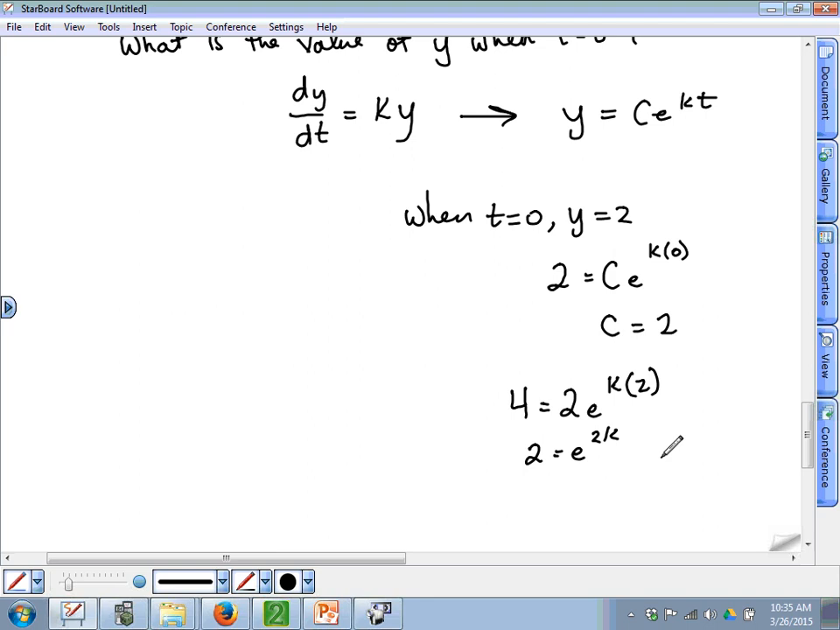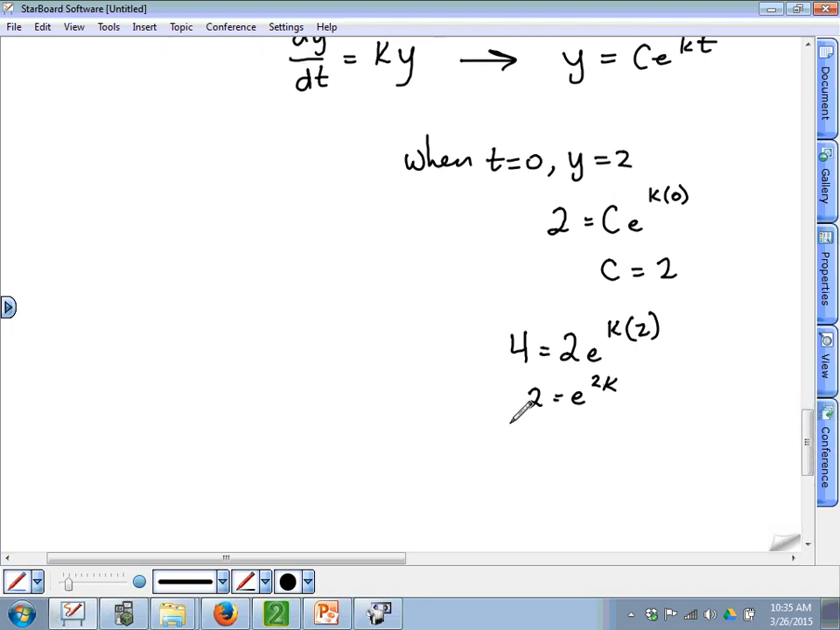If we're solving for k and it's an exponent, that's no good. You can't solve a variable when it's an exponent. So natural log both sides. Natural log cancels the e. So then it's just ln of 2 equals 2k. And then just divide by 2. So k is equal to the natural log of 2 divided by 2.